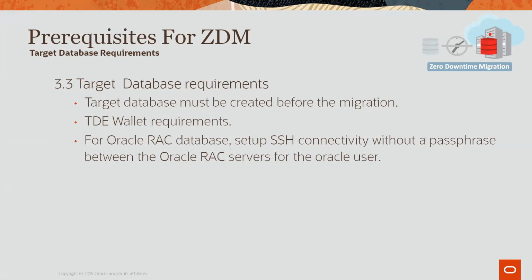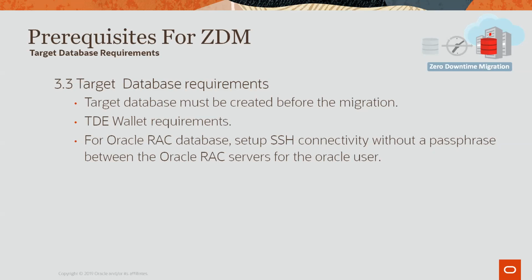Initialization parameter DB name must match on both source and target databases. Initialization parameter DB unique name must be unique to ensure that Oracle Data Guard can identify the target as a different database from the source database. The sys password must match on both the source and target databases. Target and source databases must be on the same database version, and the target database can be at a higher patch level than the source database.